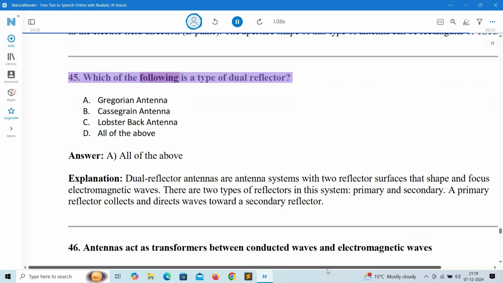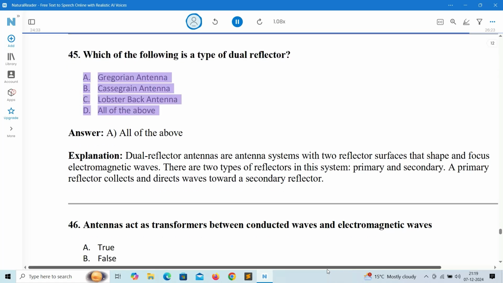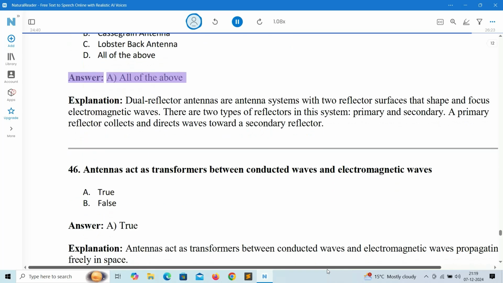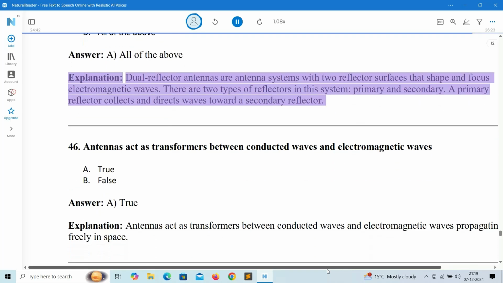45. Which of the following is a type of dual reflector? A. Gregorian antenna. B. Cassegrain antenna. C. Lobster back antenna. D. All of the above. Answer: D. All of the above. Explanation: dual reflector antennas are antenna systems with two reflector surfaces that shape and focus electromagnetic waves. There are two types of reflectors in this system: primary and secondary. A primary reflector collects and directs waves toward a secondary reflector.